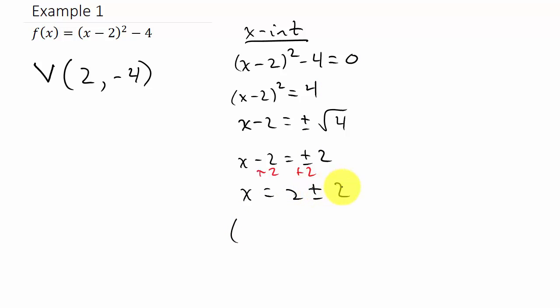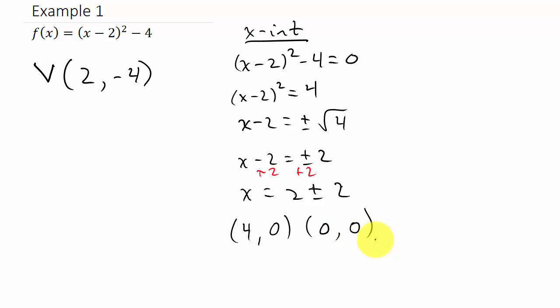2 plus 2 is 4. All right, so the 2 plus 2 is 4. And then what did I use for my y value? Well, my y value was 0. See, I replaced the f of x with 0. So that's 4, 0. And then we have 2 minus 2, which is 0. And then once again, my y value is 0.